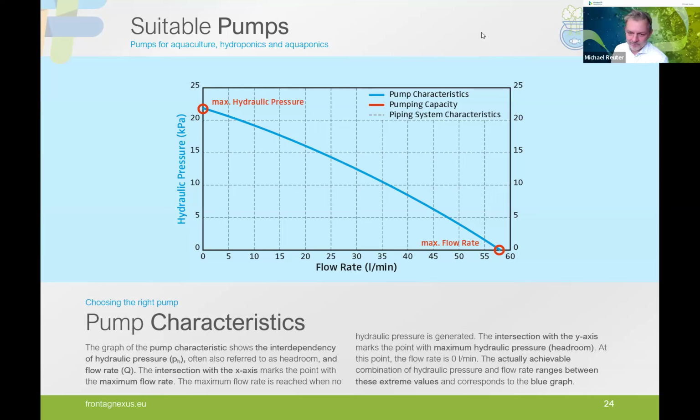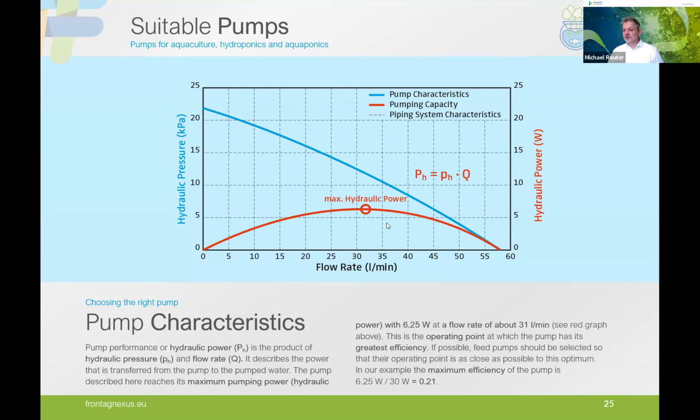And what we have in our system usually is something that is on this blue line, that is a pump characteristics line. So we probably would have 25 liters per minute at about 14 kilopascal. Everything that is on this blue line can be delivered by the pump.